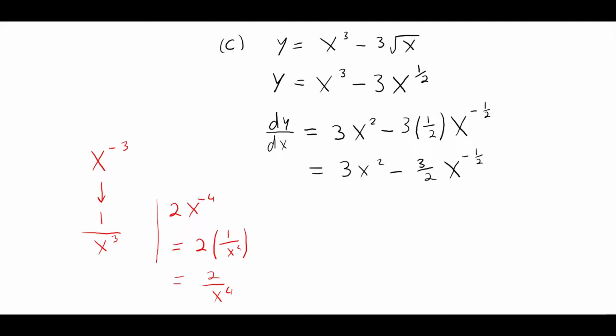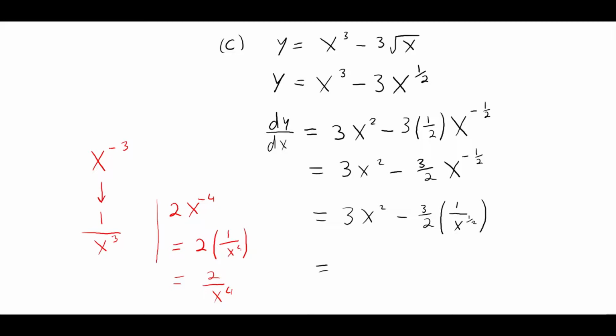So we'll use that to complete this question here. We're going to get 3x squared, leave that as it is, minus, so this one here will be minus 3 over 2 multiplied by, then we're going to change this into 1 over x to the power of a half. And we can tidy that up further still.